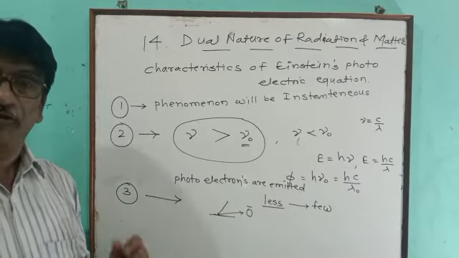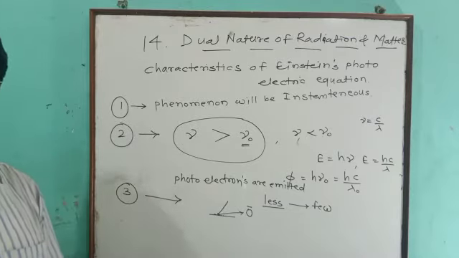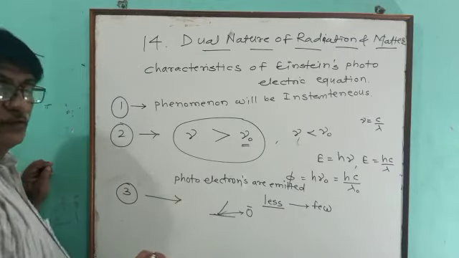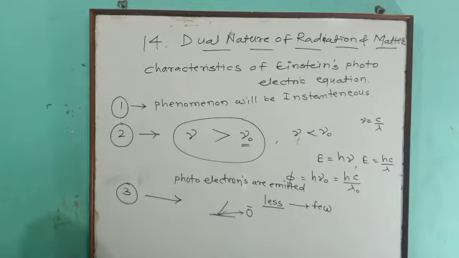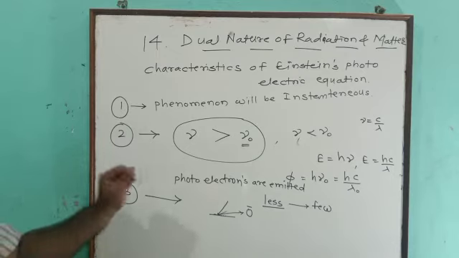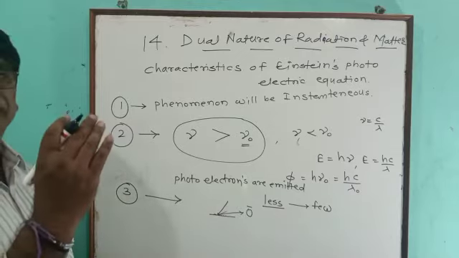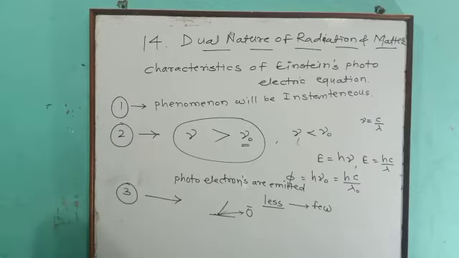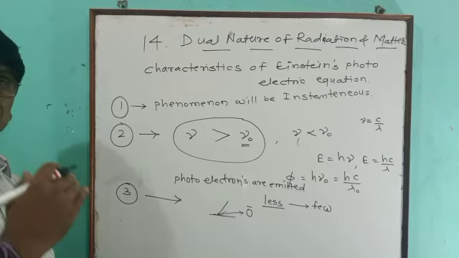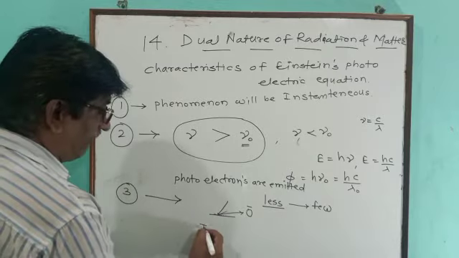But when we increase the intensity of incident light, the number of electrons emitted from the metal surface per unit area per unit time, or the number of photons incident on the metal surface per unit area per unit time, increases. When the number of photoelectrons increases, the current will increase.